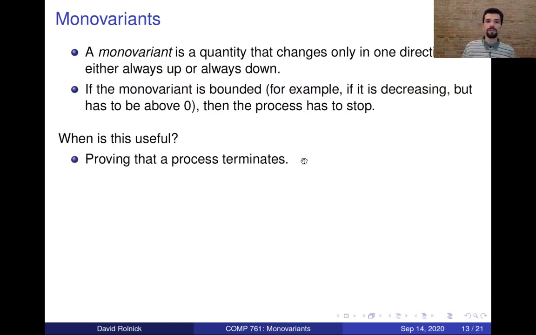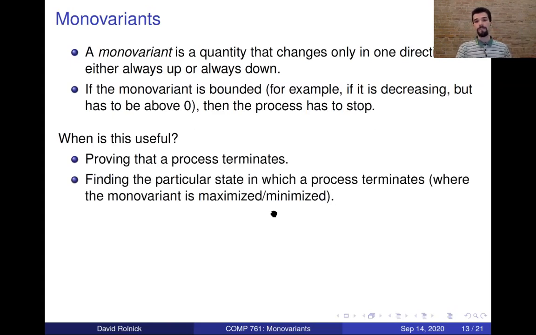When is this useful? It's basically useful in proving that some process terminates. This is the basic use for monovariance. You have an algorithm and you want to show that it has to stop. You find a monovariant and show that it's bounded, and that since it's bounded, it can't keep on decreasing or increasing forever, and so the process has to stop. Finding the particular state in which a process terminates can also be a use for a monovariant. If you know that the monovariant has to be pushed all the way to its minimum or its maximum, then you can actually understand something about the final state that it gets to.